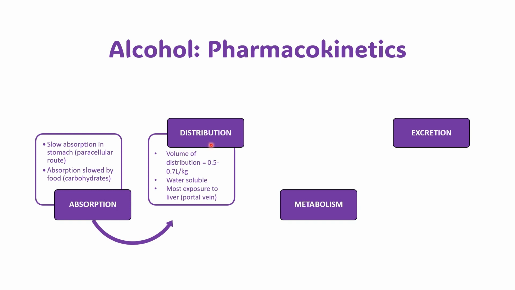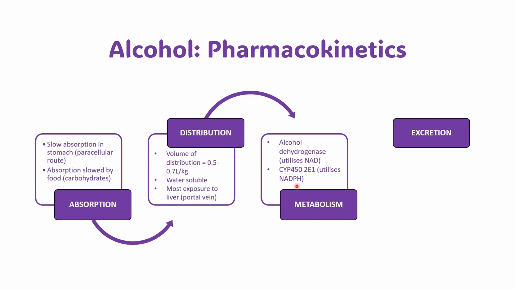Let's talk about distribution. So alcohol has a volume of distribution of 0.5 to 0.7 liters per kilogram. So that kind of relates to the degree to which alcohol is distributed within body tissue. I've already mentioned that it's water soluble, and the liver has the most exposure to alcohol because of the portal system. And alcohol generally diffuses into organs slowly, except organs with a rich blood supply, such as the brain and lungs.